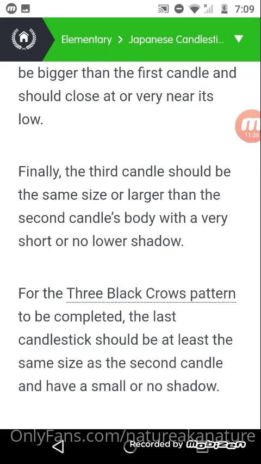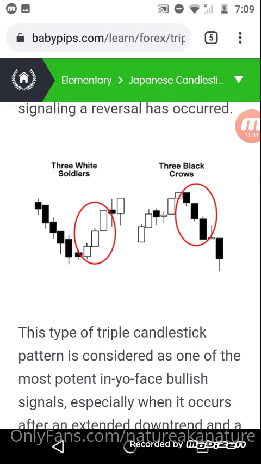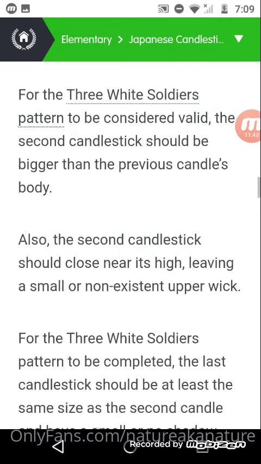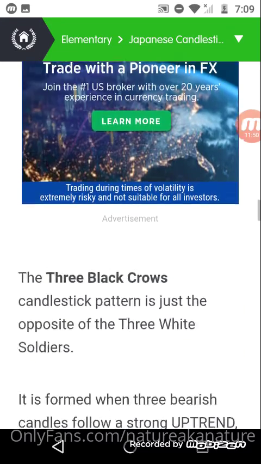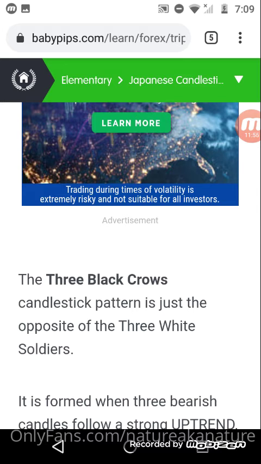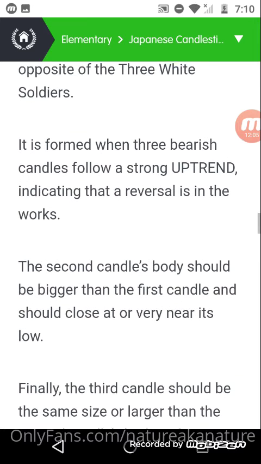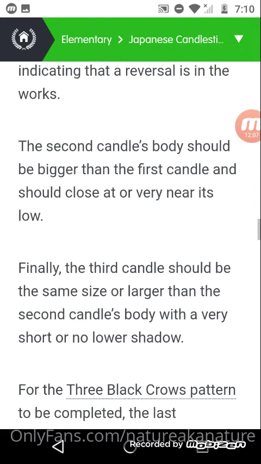So these are the triple stick candle patterns that you're going to see: the morning and evening stars, the three black crows and the three white soldiers. The three black crows pattern is the opposite of the three white soldiers. It is formed when three bearish candles follow a strong uptrend, indicating a reversal is in the works. The second candle body should be bigger than the first candle and close very near its low. Finally, the third candle should be the same size or larger than the second candle body and have very short or no shadows. For the pattern to be completed, the last candlestick should be at least the same size as the second candlestick and have small or no shadows.